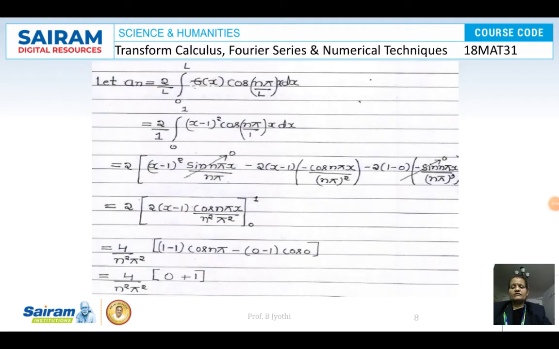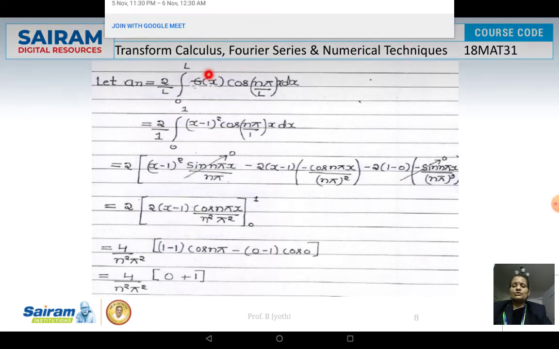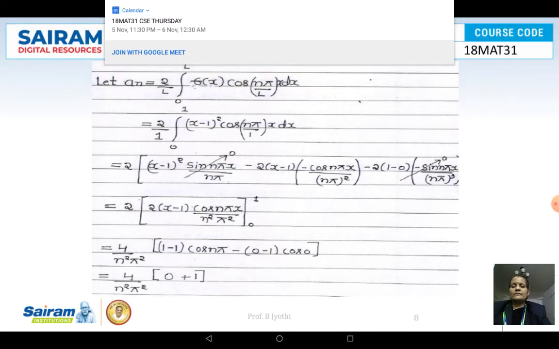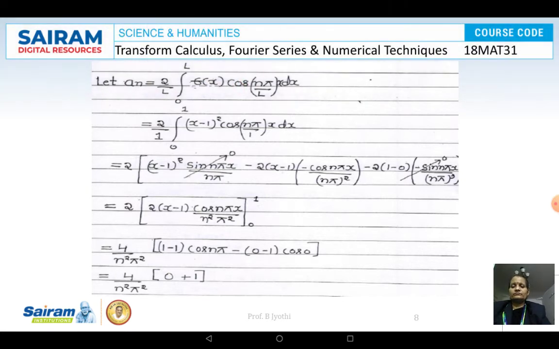Now let's find out the value of an. So an is given by 2 by L integral 0 to L f of x into cos n pi by L x dx, which is 2 by L integral 0 to 1 x minus 1 whole square into cos n pi by L of x into dx.